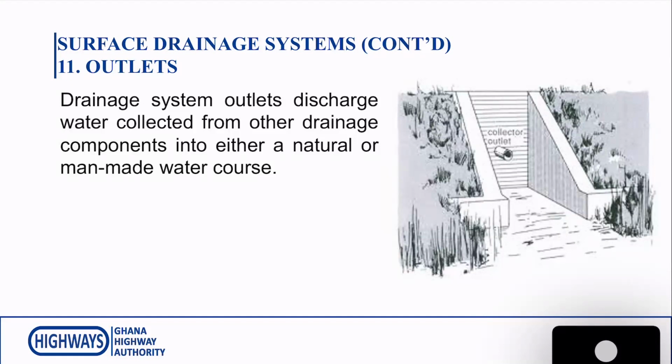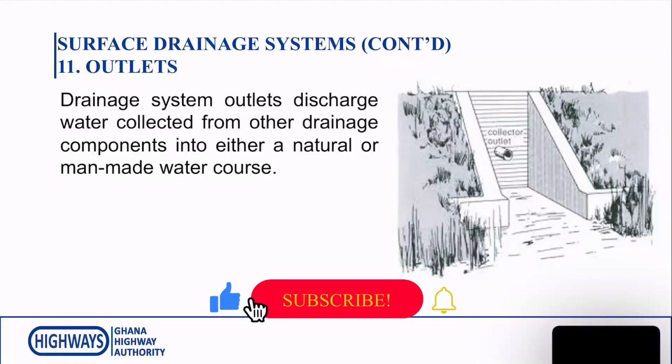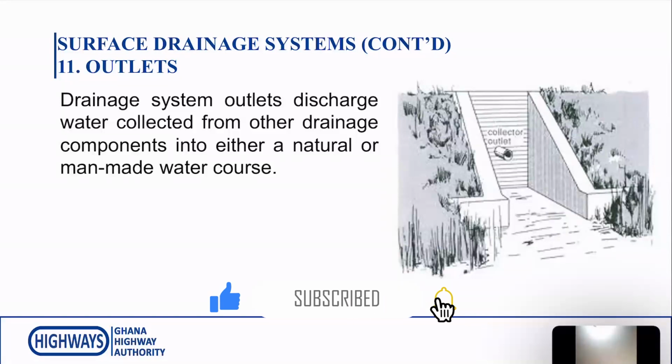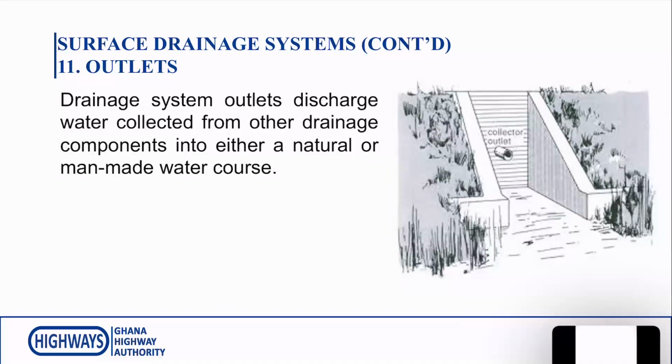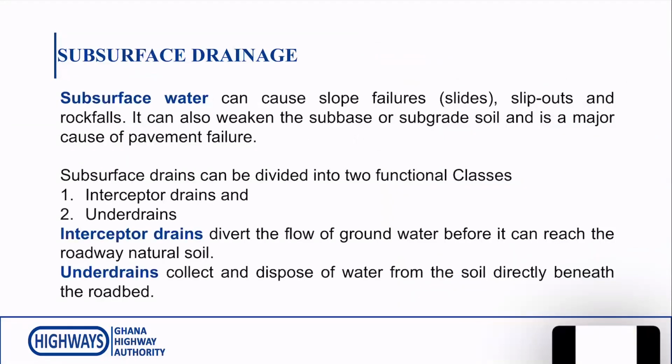Okay, after this, you will notice that in addition to providing facilities for draining water from surface areas of the roadway, provision must always be made for the removal of water from underneath the road surface. Now, subsurface water can cause slope failure. It can cause slip out, it can cause rock falls.